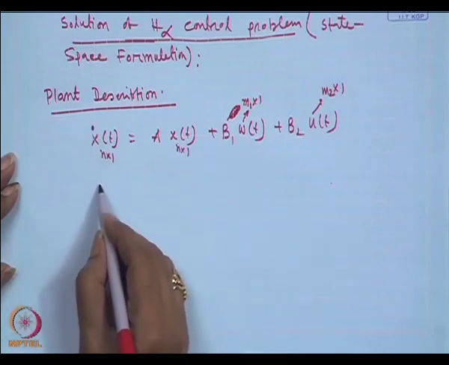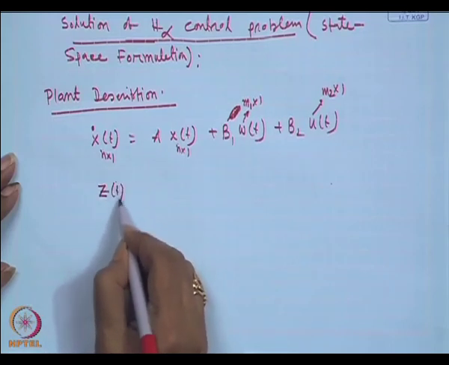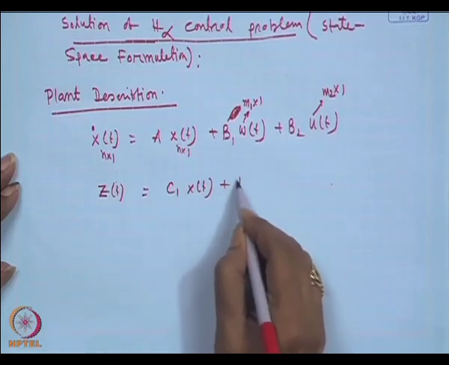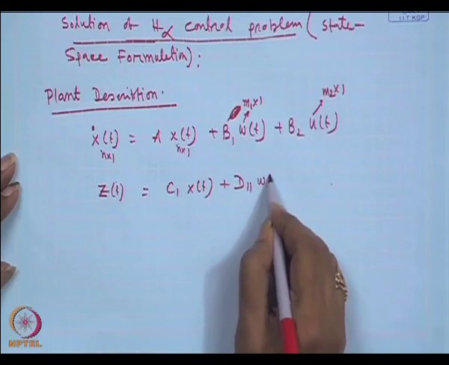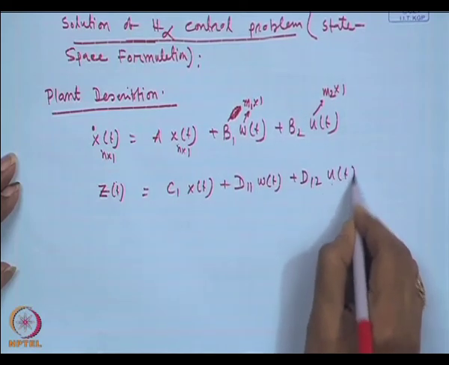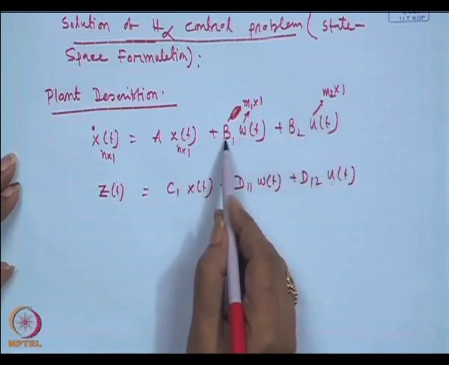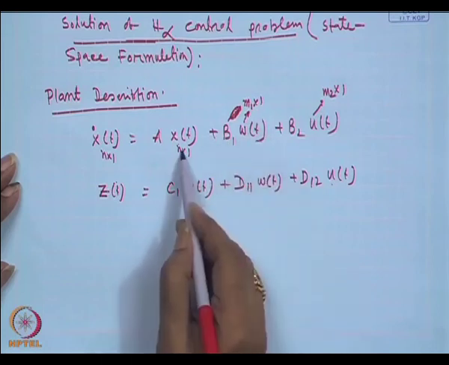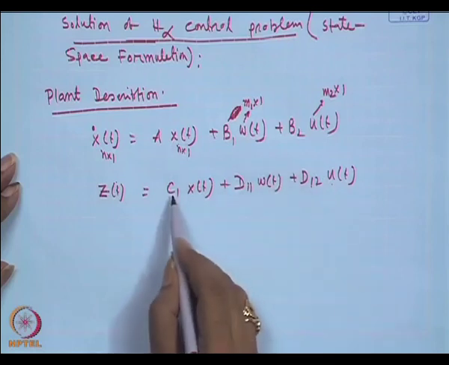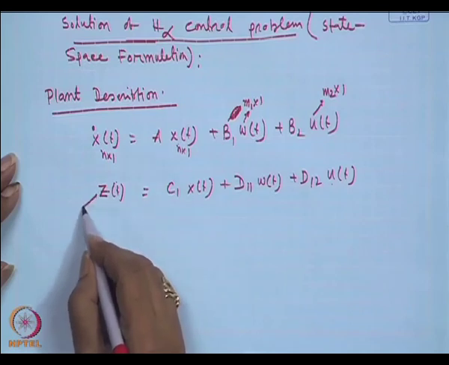Then your measurement equation, the regulated output y of t is equal to C 1 x of t plus D 1 1 W of t plus D 1 2 U of t. Once you know the dimensions of W, U and x, you can know the dimensions of B 1, B 2, A, everything. Similarly, C 1, D 1 1, D 1 2 you also know. So, this is our regulated output.